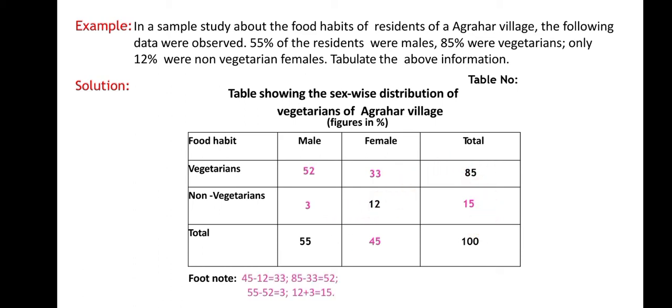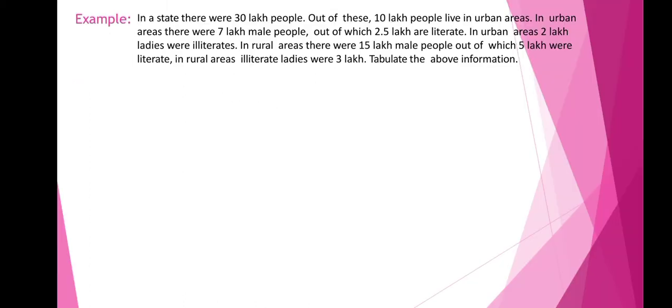Okay, next you can write on the footnote here. So we have some calculations here, so those calculations you can show in the footnote, and you have to write on the source here. If there is any source from where we got this data, we can write on the source here. Next, let us consider another example.